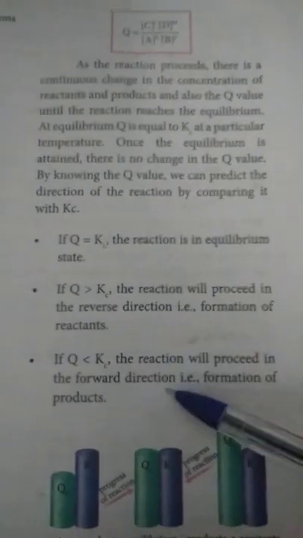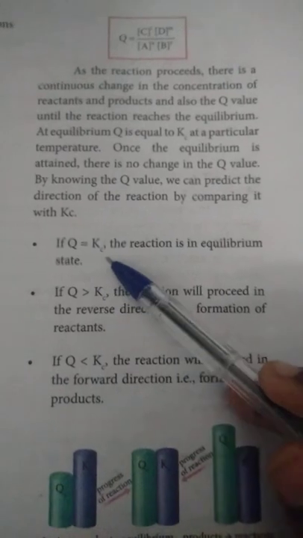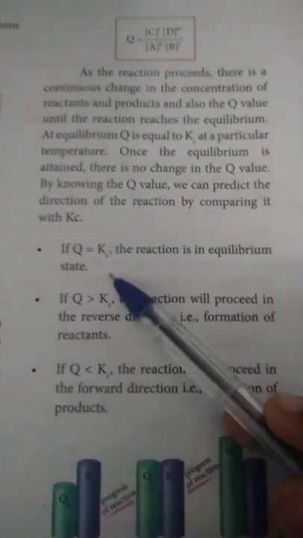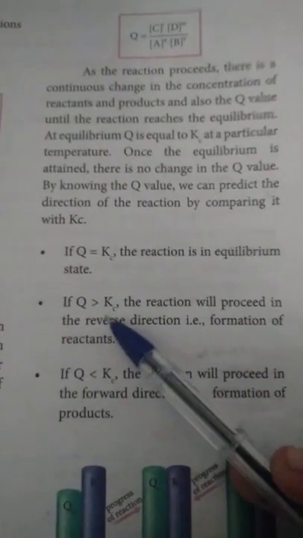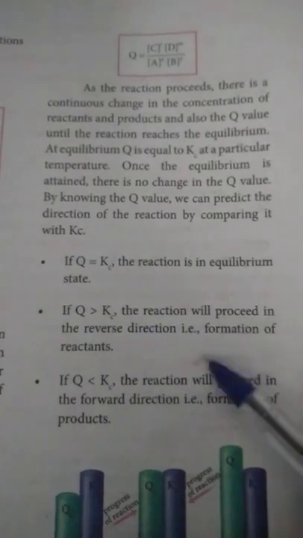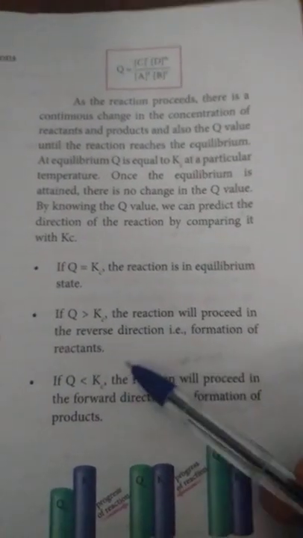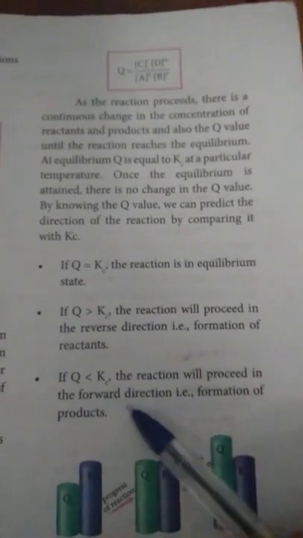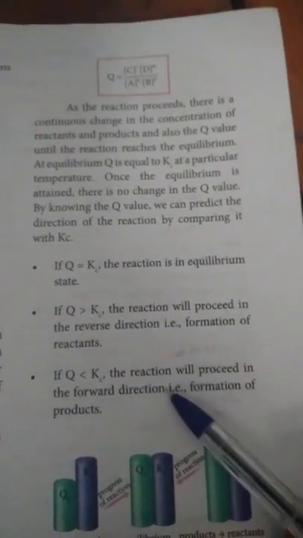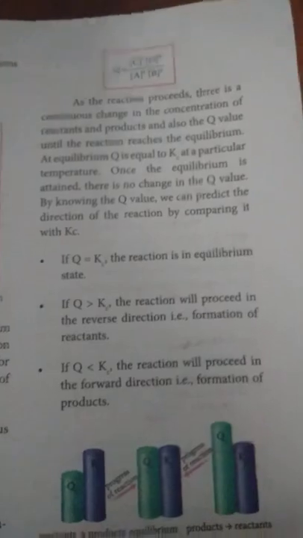Then continuously read this paragraph. This correctly predicts: Q value equal to Kc means we say that is equilibrium. Q value greater than Kc means the reaction proceeds in reverse, with formation of reactants. Q value less than Kc means the reaction proceeds forward, with formation of products. Understand?